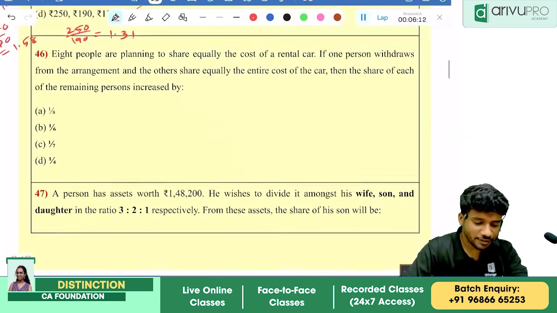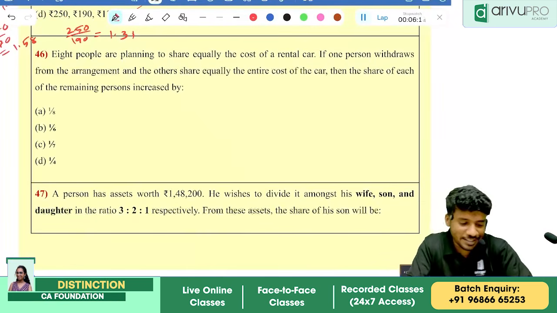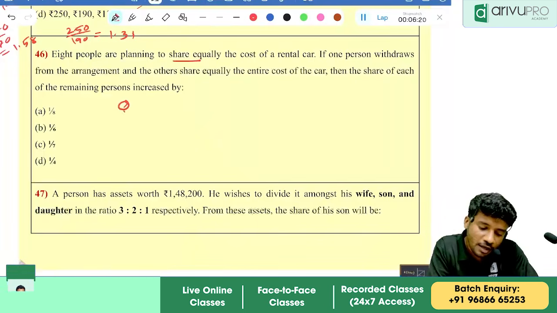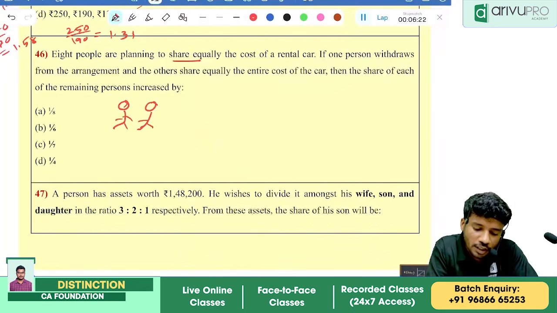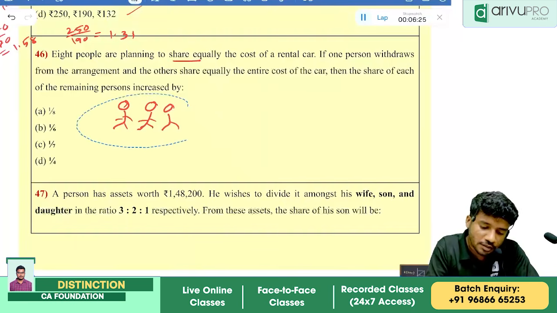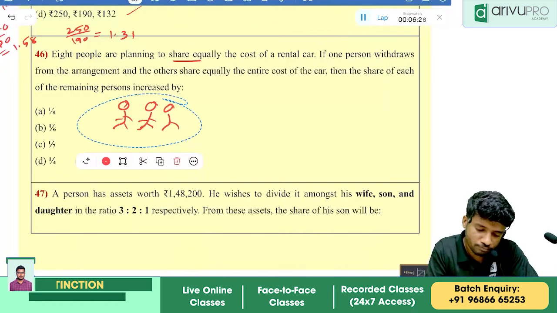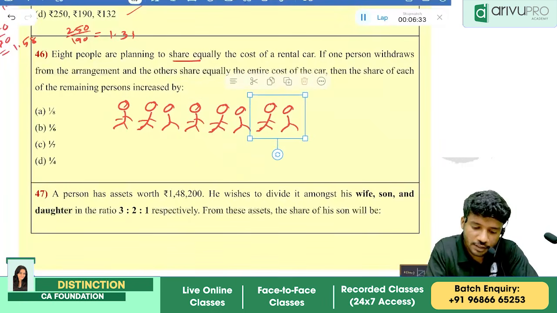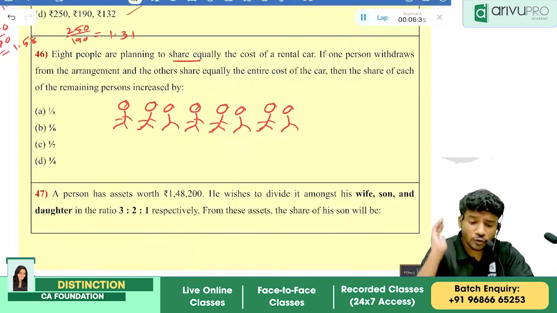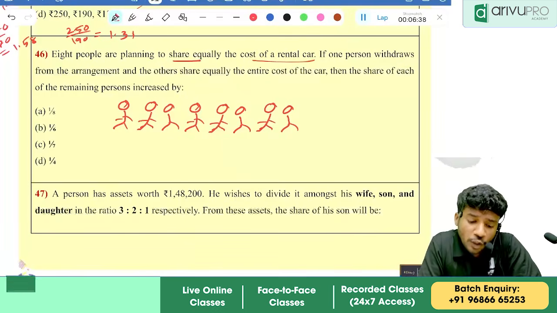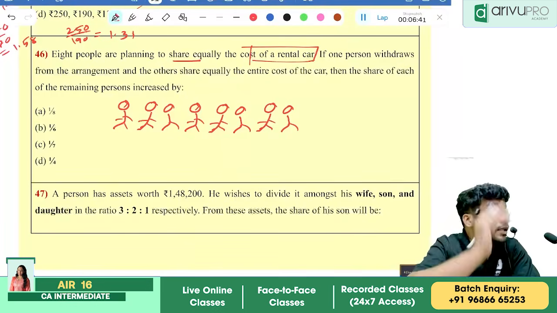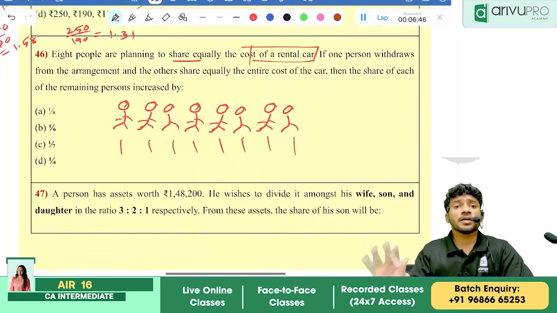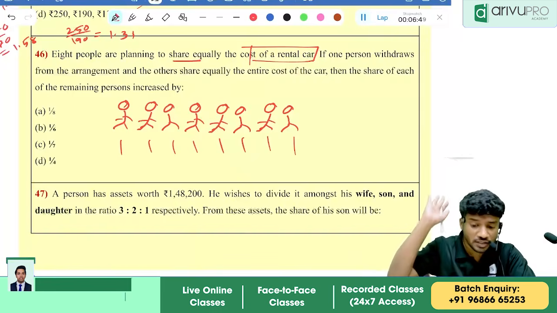Oh, I have 5 minutes, right? Done. 8 persons are planning to share equally the cost of a rental car. How many are there in total? 8 people are there. So what are they planning? They are planning to split the cost of a rental car together. That means each person has how many shares? 1 share each. That means there are 8 shares in total.